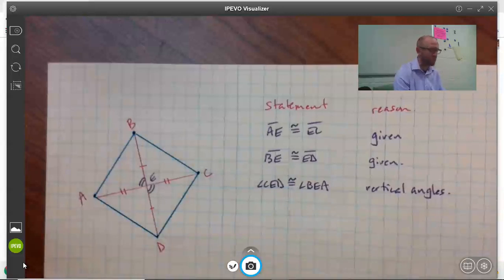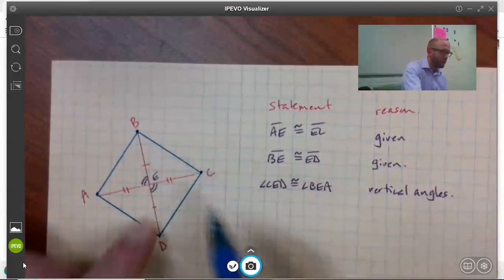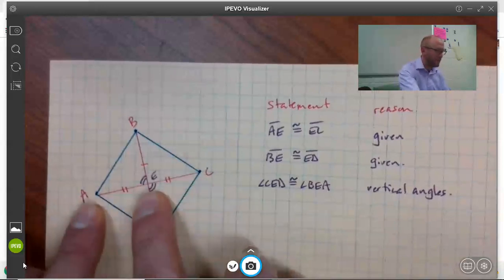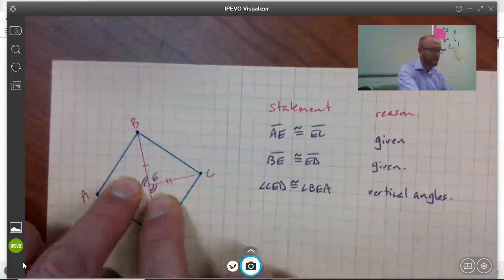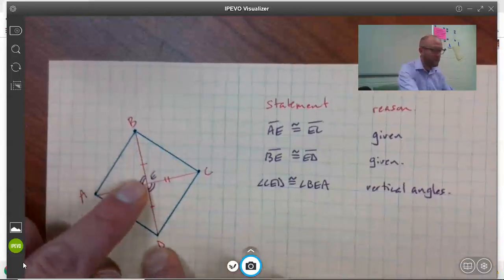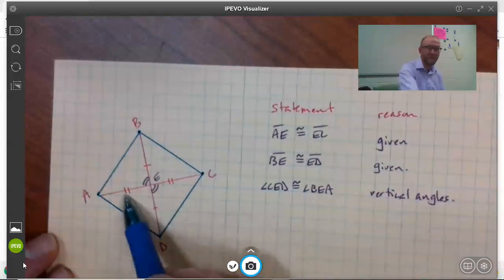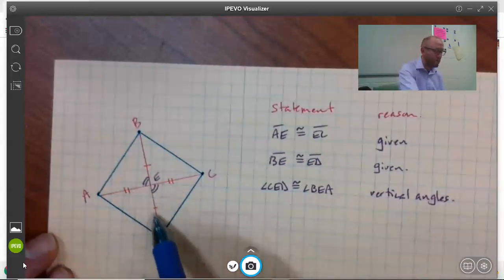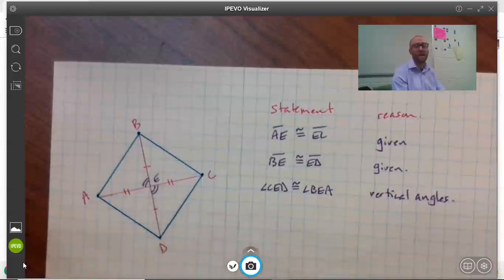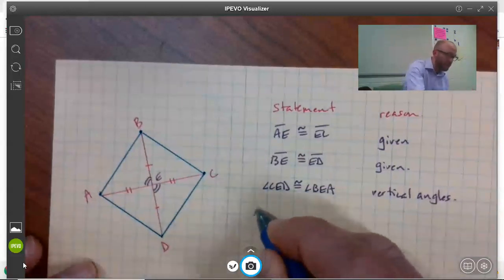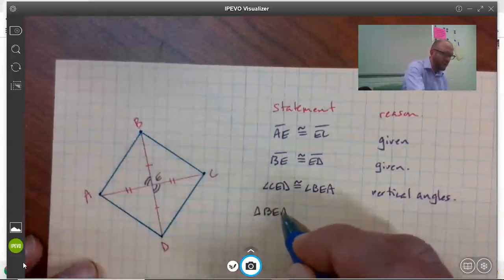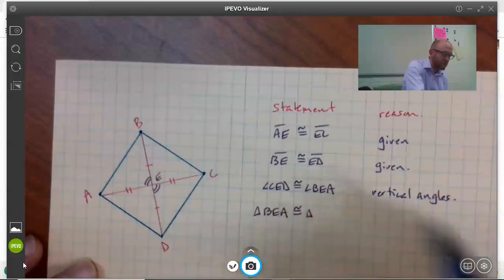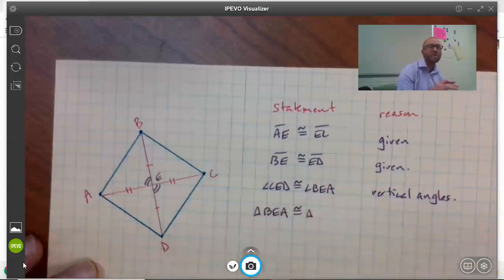So these two on the other side here would also be the same size as each other. Right? Vertical angles. And now we know that EC matches AE. These two angles match, and then EB matches ED. So we have side matching side, angle matching angle, side matching side, or side angle side. And that's enough to know that the two triangles are congruent. So we have, and this is important, we have to name the triangles correctly. We'll go BEA.